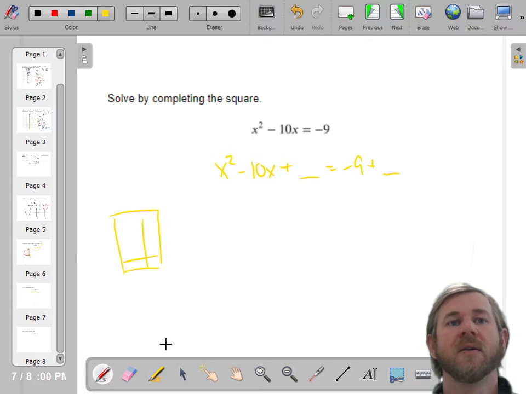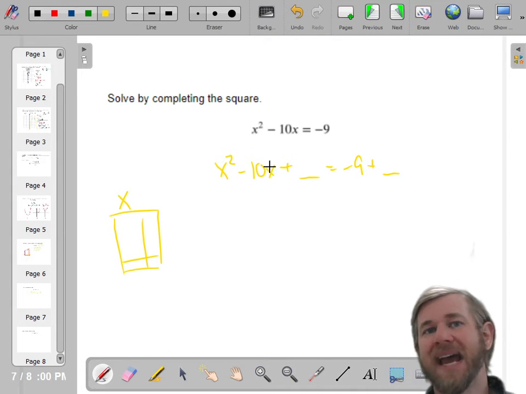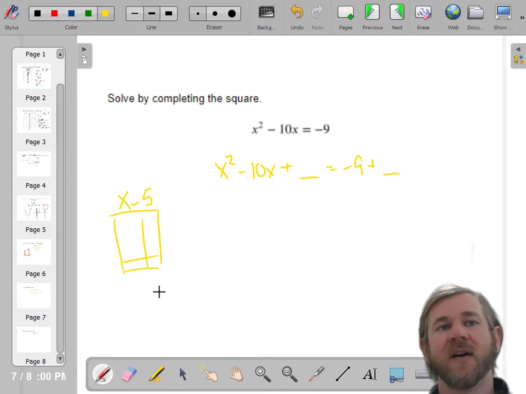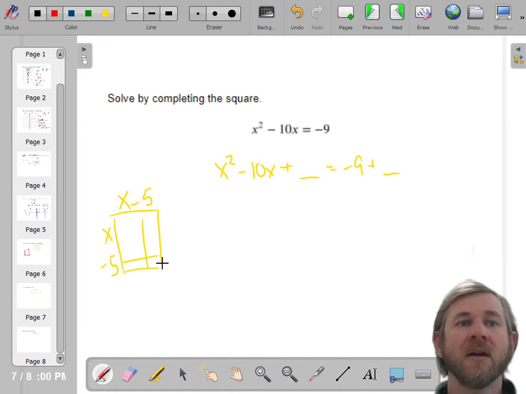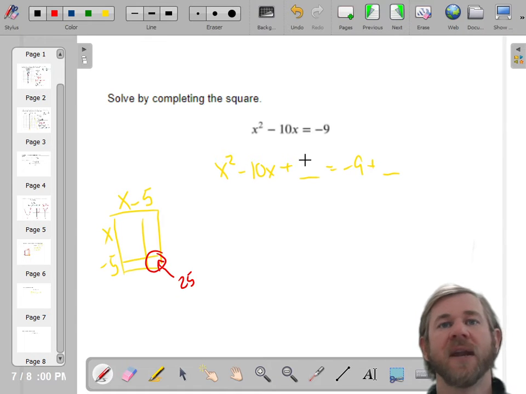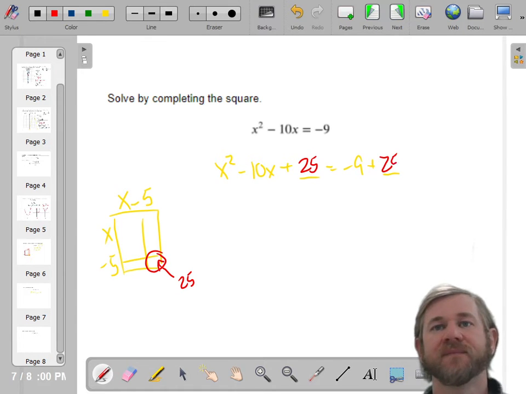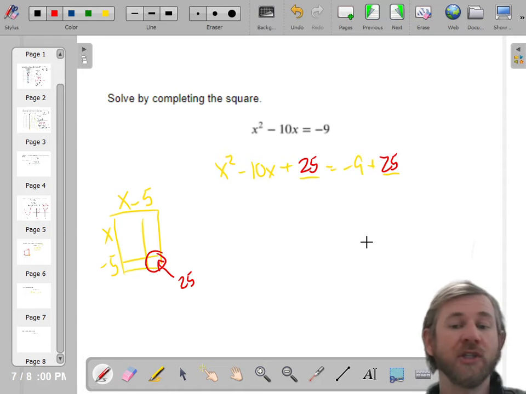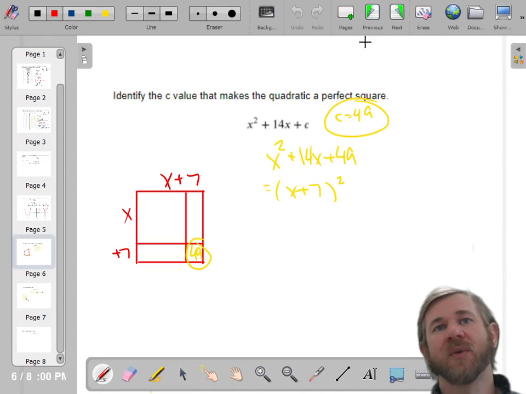Okay, there you go. It's always x, and it's always half of b, so that would be negative 5, and that means the dimensions of this square are x minus 5, x minus 5. The corner of the square, 5 by 5, is 25. So I'm going to add 25 to both sides. Once you do that, now you can factor, and that's what I was kind of doing here.